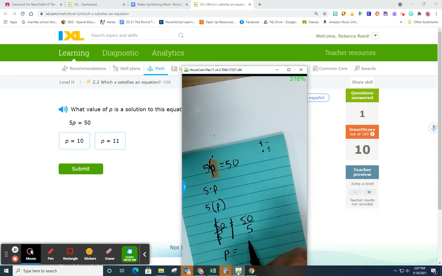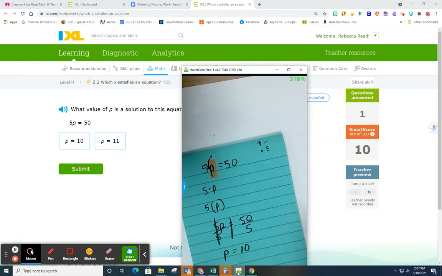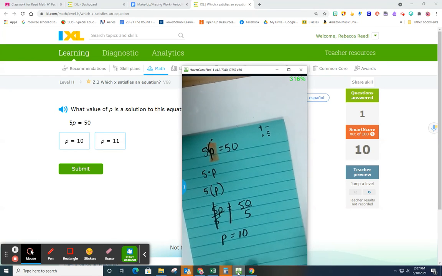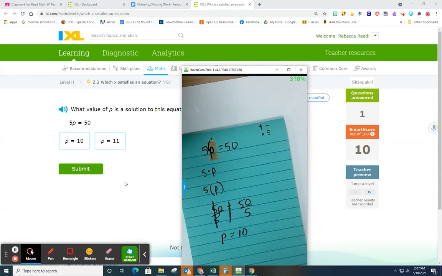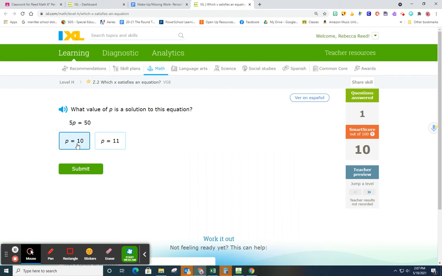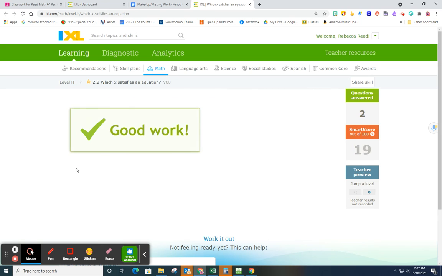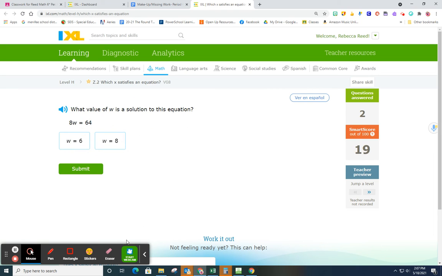P equals 50 divided by 5. 50 divided by 5 is 10. Then I can go back in and solve or check my answer. And I can look at it this way as 5 times p, if p were 10, 5 times 10 equals 50. Maybe it's easier to think about 5 times 11. I know that anything times 11 is itself twice, right? That's not the answer. You might have been faster just to look and do some mental math for this one. Submit. Good work. Great job.